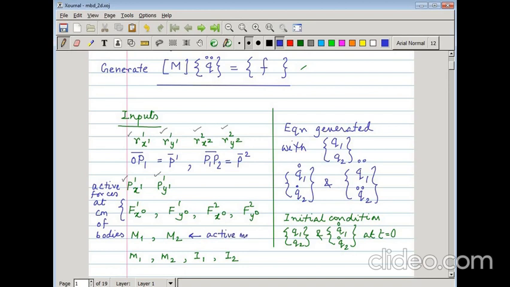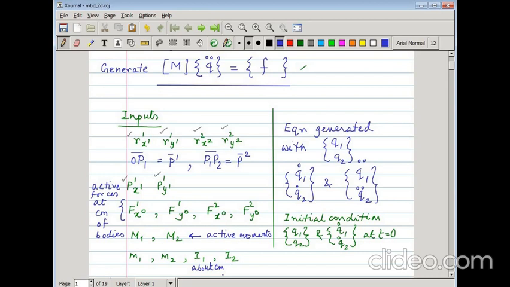Moments or couple moments, whatever you call, active moments. And this is mass 1 of the first body, this is mass 2 of the second body. This is moment of inertia about CM, about center of mass for the first body, and this is about center of mass of the second body.